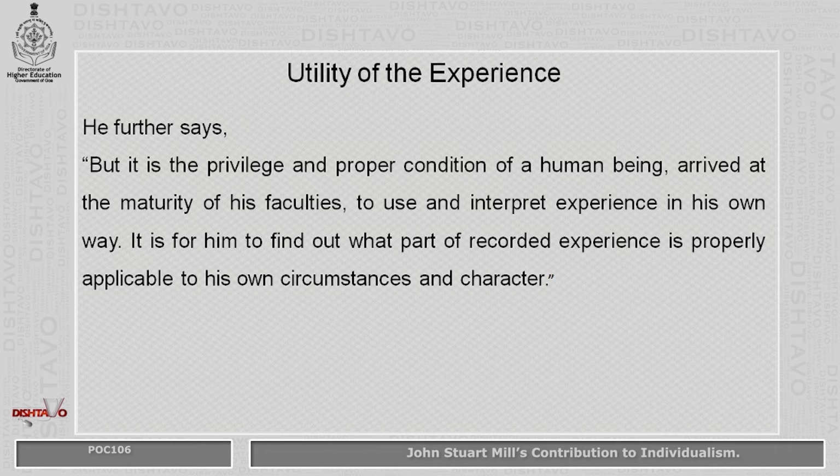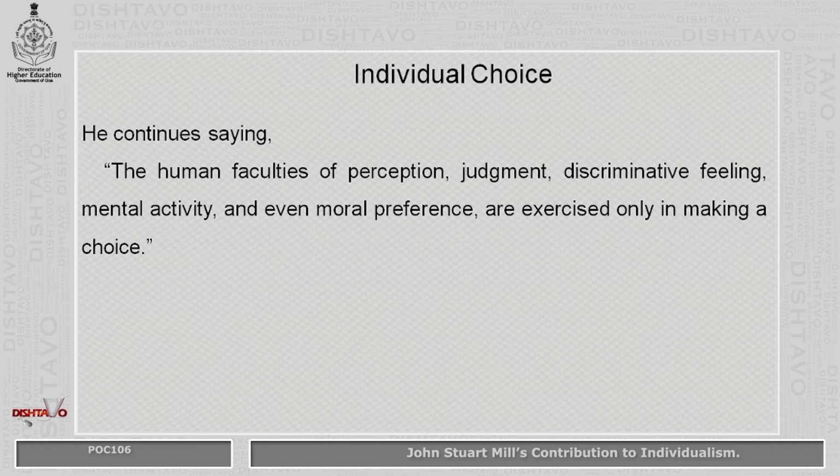Then the third one is individual choice. He continues saying that the human faculties of perception, judgment, discriminative feeling, mental activity, and even moral preference are exercised only in making a choice. All these human faculties of perception, understanding, judgment, discriminative feeling come to us when a person makes a choice, whether in his own favor or in others' favor. So this choice is very important.